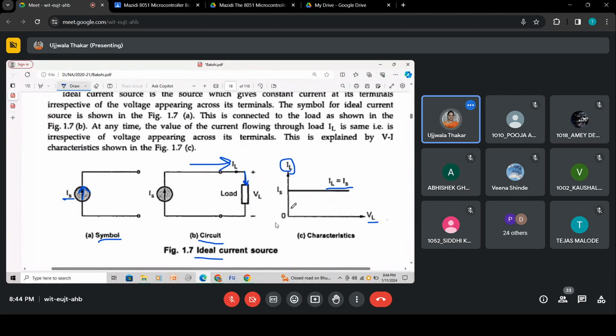Now this load can be a resistance. Since it's a DC one, there is only a resistance. Just imagine a filament, a normal tube light, or a water heater, a resistive load. The current is flowing into the load. Okay, this is the ideal current source.